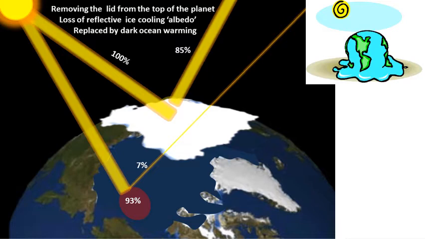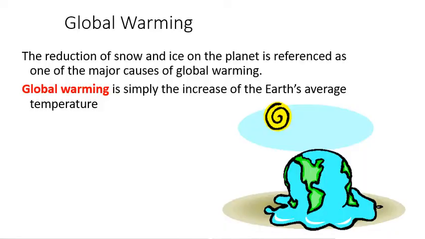So if we take the lid off the planet, if we take this ice off the top of our planet and we start soaking up more sunlight, we are going to get warmer. And as we get warmer, more snow and ice melts, which means we soak up more and more energy and our temperatures go up. So this is kind of like a cycle. As we get warmer, more ice melts and we keep on getting warmer. This is the whole idea behind the concept of global warming. The planet is getting hotter, and this is one of the reasons why.